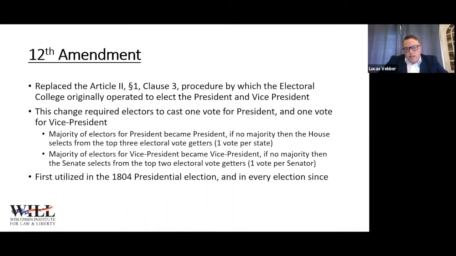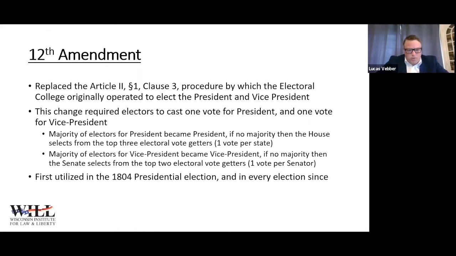Following the election of 1800, the 12th Amendment was adopted. The 12th Amendment sought to replace the original Article 2, Section 1, Clause 3 procedure by which the Electoral College originally operated. So this change now required electors to cast 1 vote for president and another vote for vice president. It kept most things similar.